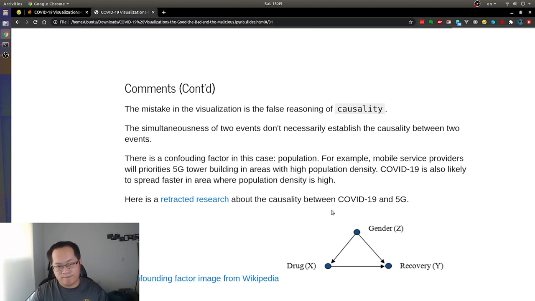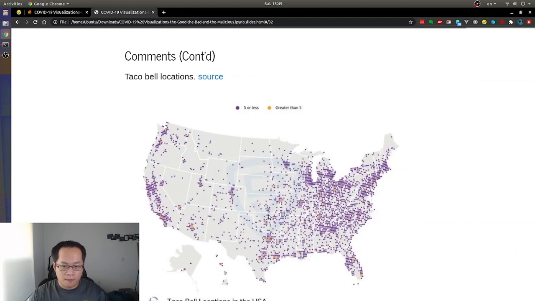As the only research paper I can find about the relationship between COVID-19 and 5G is a retracted research. So if you publish something called retracted, it means it's seriously flawed, like you don't want people to see your publication. All right. So here's another interesting variation.